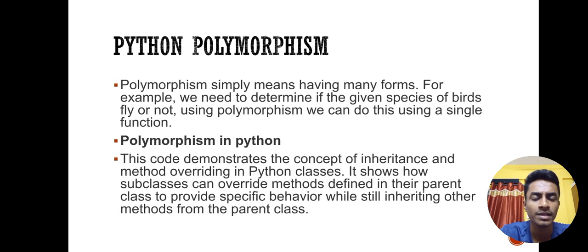Coming to Python polymorphism. Polymorphism simply means having many forms. For example, we need to determine if the given species of birds fly or not. Using polymorphism, we can do this using a single function. Polymorphism in Python. This code demonstrates the concept of inheritance and method overriding in Python classes. It shows how subclasses can override methods defined in the parent class to provide specific behavior while still inheriting other methods from the parent class.